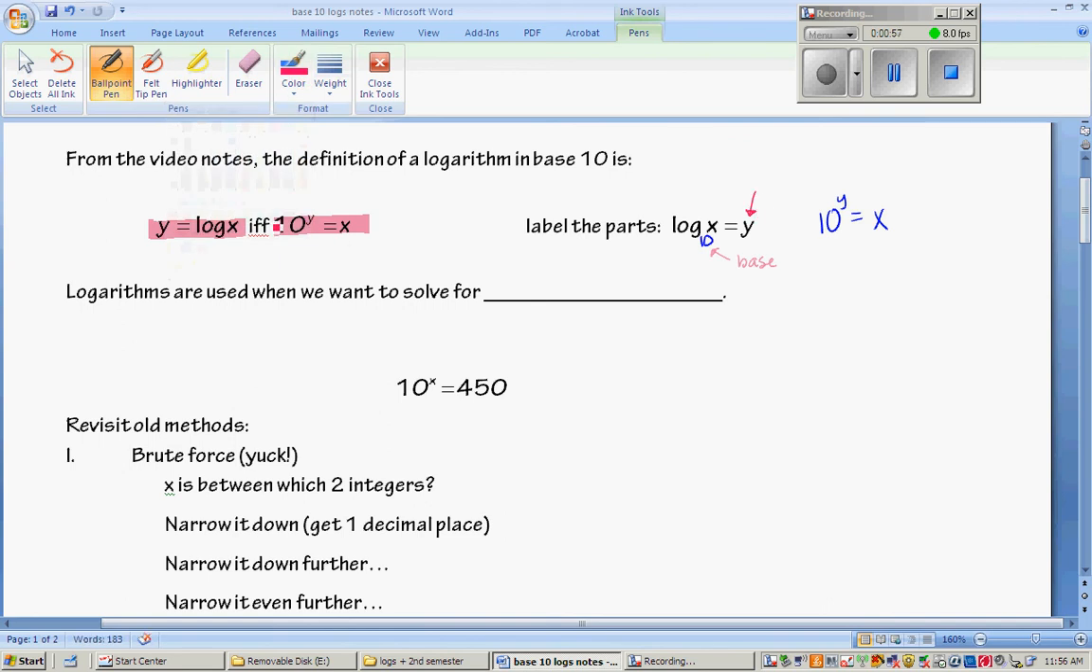This here, y, is the exponent, and the x is just whatever the answer is. So check it out. Here's the exponent, here's our base, and here's our answer. So basically, logarithms are used when we want to solve for an exponent, and that is because a logarithm is an exponent. We'll get more of that in the upcoming sections.